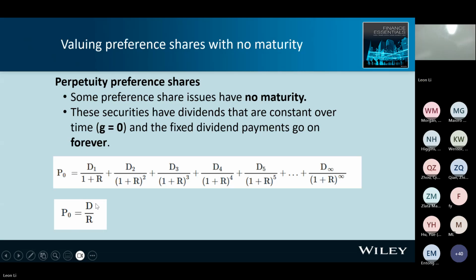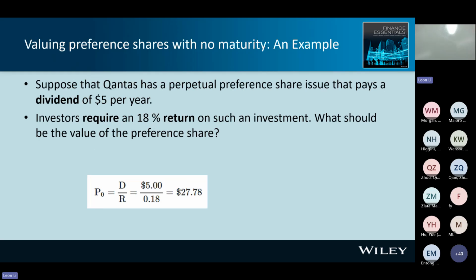All right. So now we give you an example. Quanta issues a preference share, right? That pays a dividend $5 per year, right? So $5 constant, right? And the investor requires 18% return for such investment. What is the value of the preference share? And this is our result.